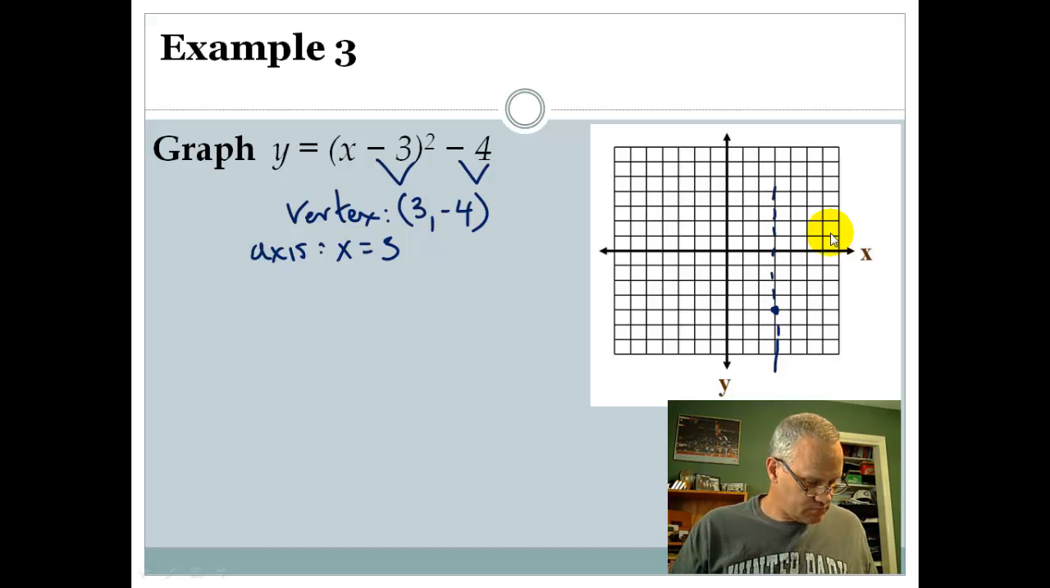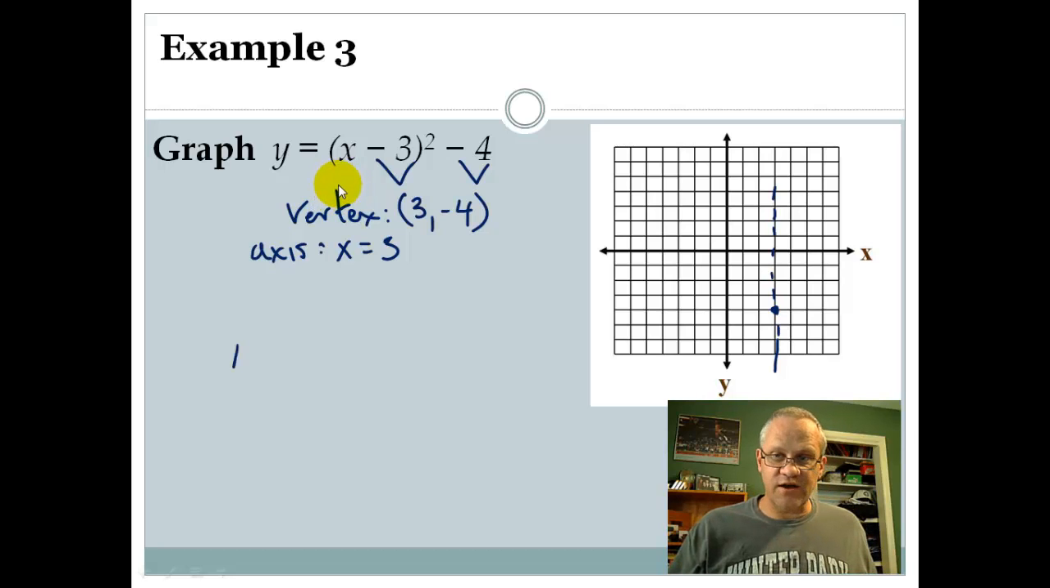I would suggest going on your calculator. That would make it very easy. Hit the y equals button. And then you just type in, again, use your parentheses. So you're going to go parentheses x minus 3, close parentheses, squared, minus 4.